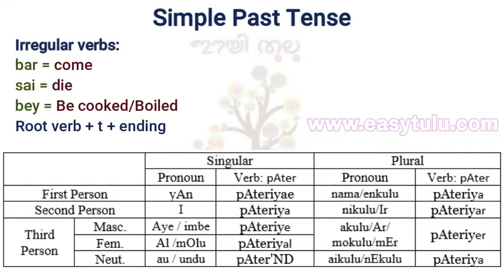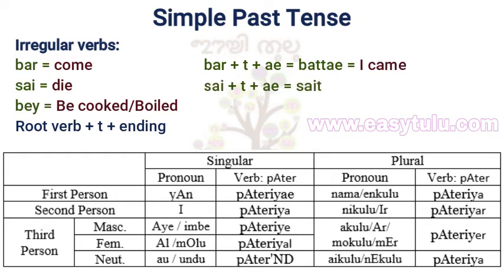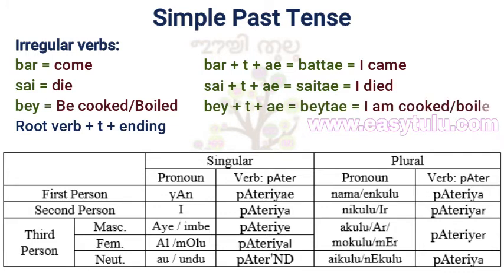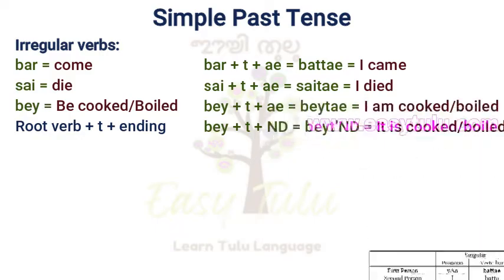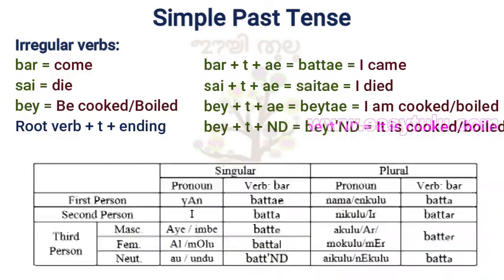Baru plus t plus personal ending. Sai plus t plus personal ending. Bei plus t plus personal ending. Personal ending for yana is a. Baru plus t plus a, batta means I came. Sai plus t plus a, saita means I died. Bei plus t plus a, beita means I am cooked or I am boiled. So personal ending for au or undu is ndu. Bei plus t plus ndu, beitandu. It is cooked or it is boiled.